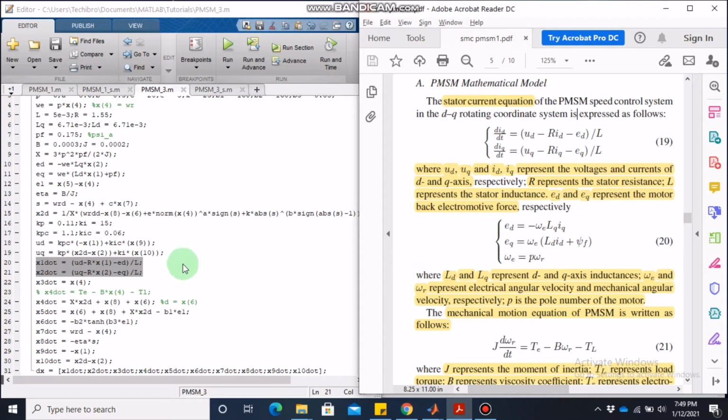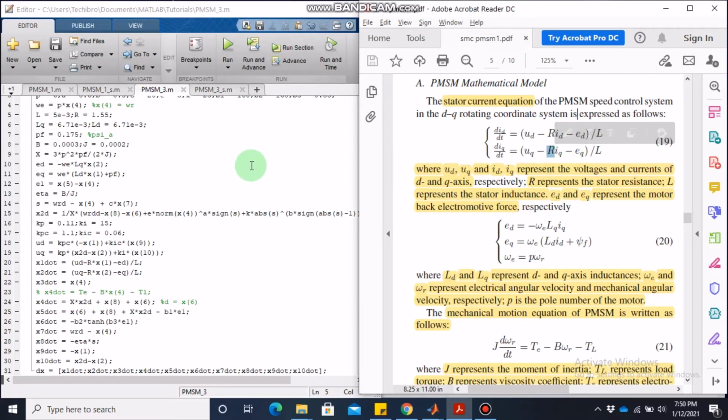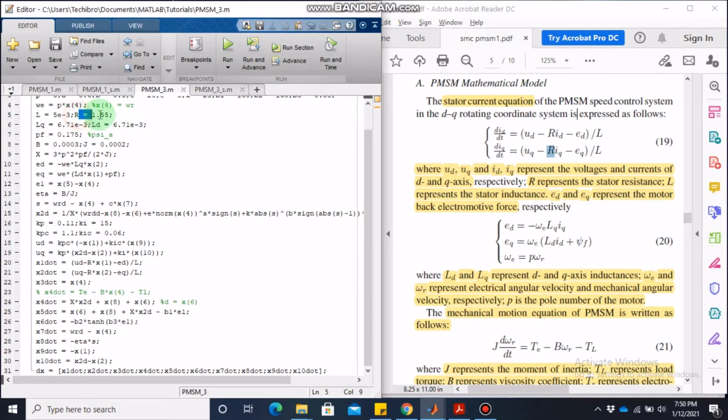Of course, the value of L is given. Actually, the value of L is not given in the paper. I have assumed it to be 5 millihenry. I was unable to find the value of L in the paper. So if you are able to find the value of L in this paper, please go ahead and plug in the correct value. And then the value of stator resistance is actually given in the paper, so I have used it to be 1.55. This is straight from the paper, table number 1 of the paper.